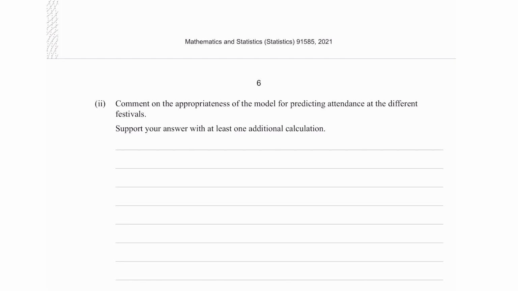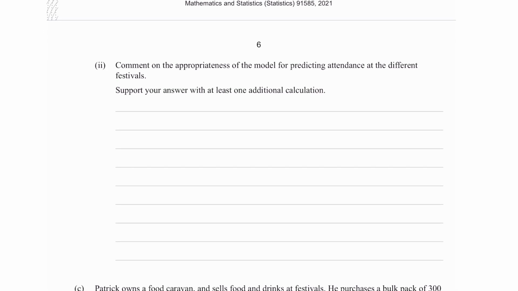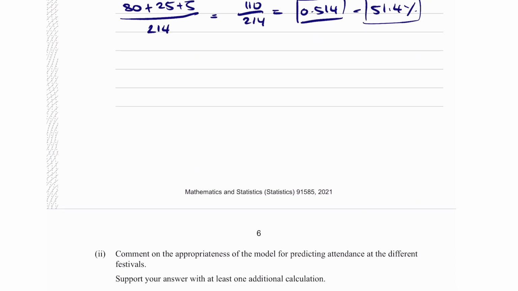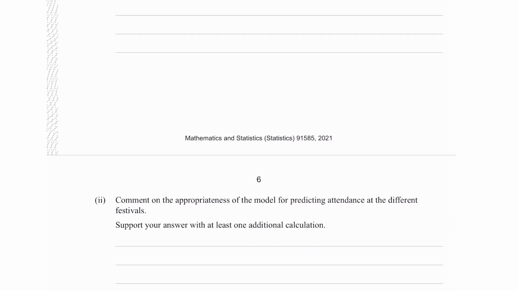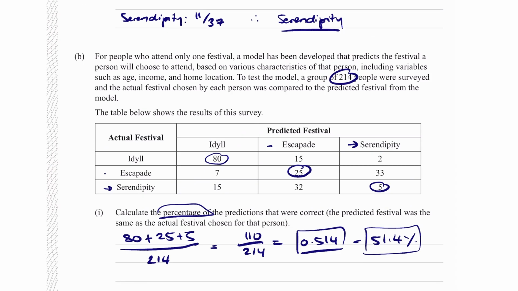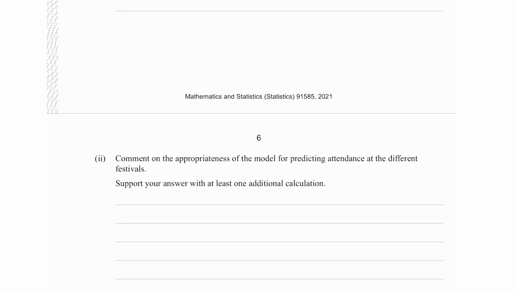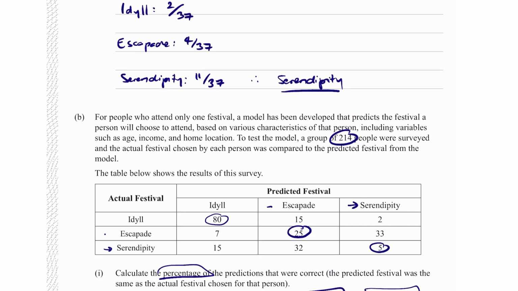Comment on the appropriateness of the model for predicting attendance at the different festivals. Support your answer with a calculation. Okay, interesting question. For predicting attendance at the festivals, I guess we can break this calculation down into separate ones. So let's say the probability of, given that you predicted Idle, you actually went to Idle.